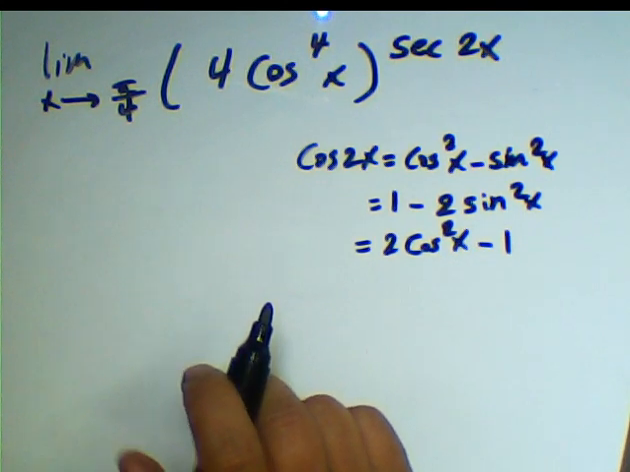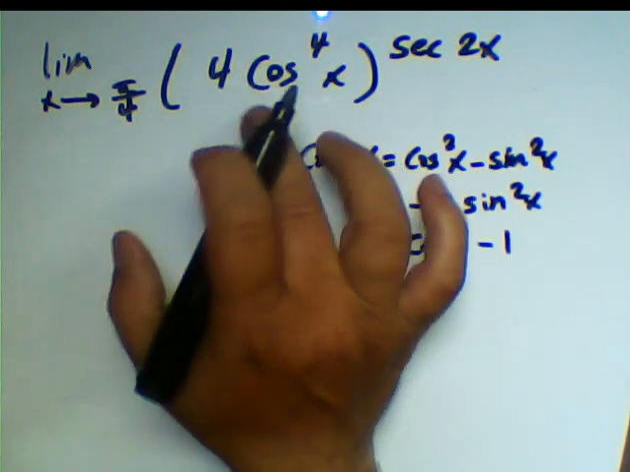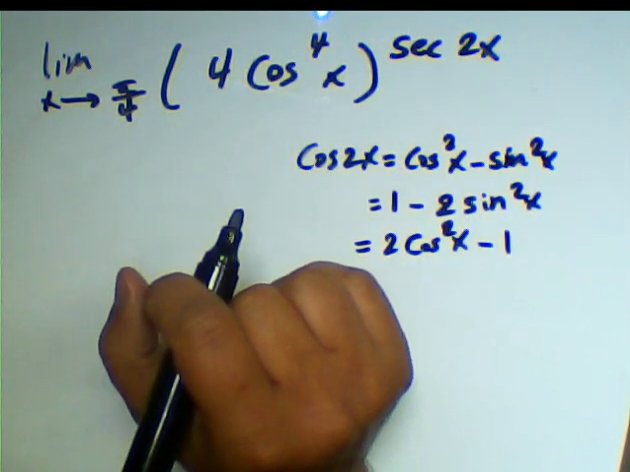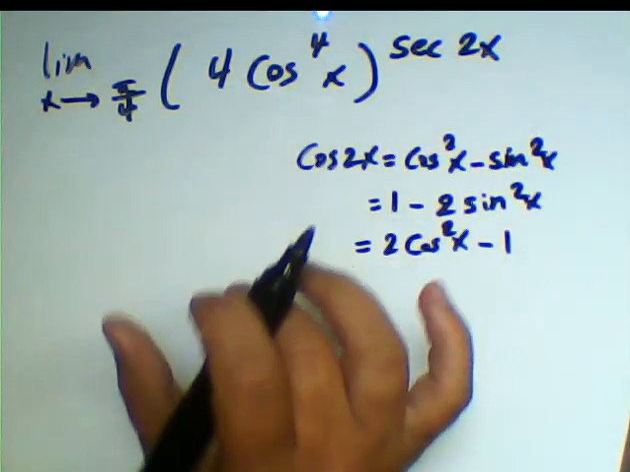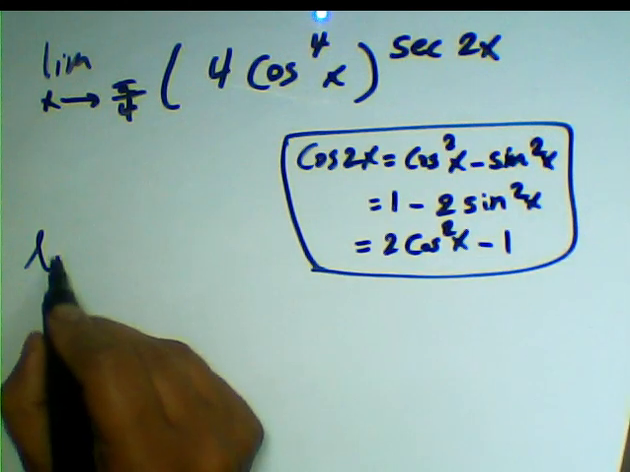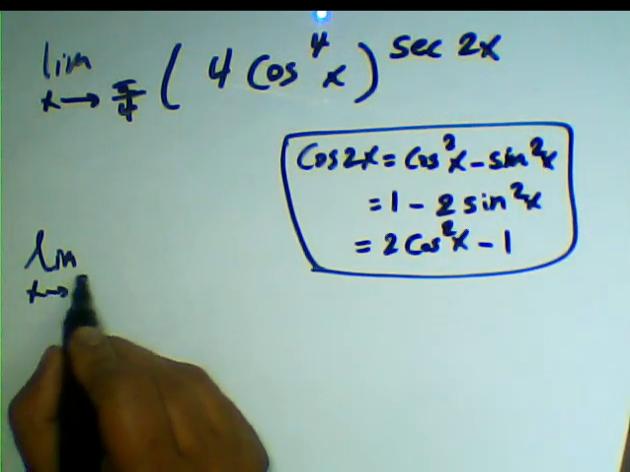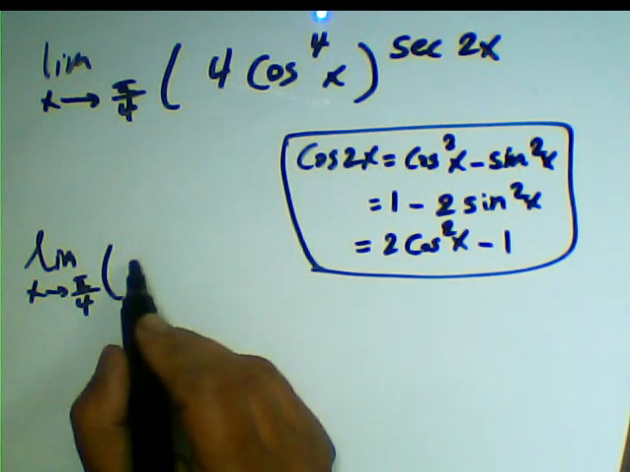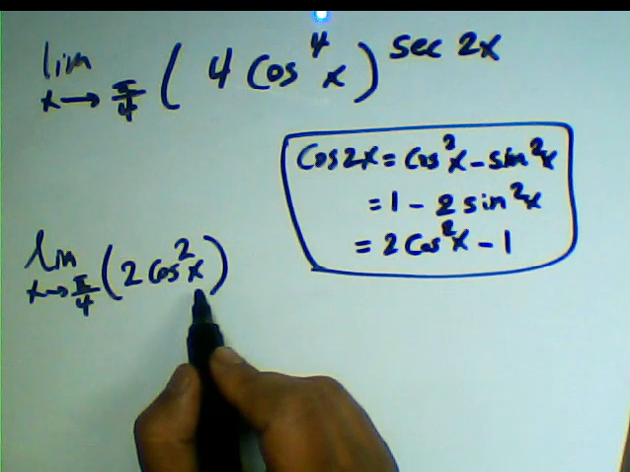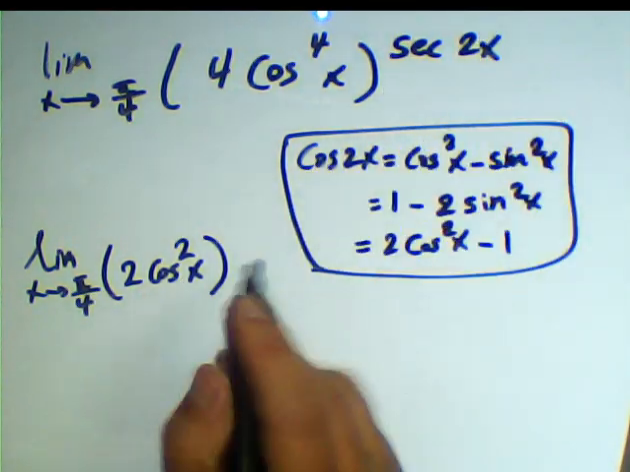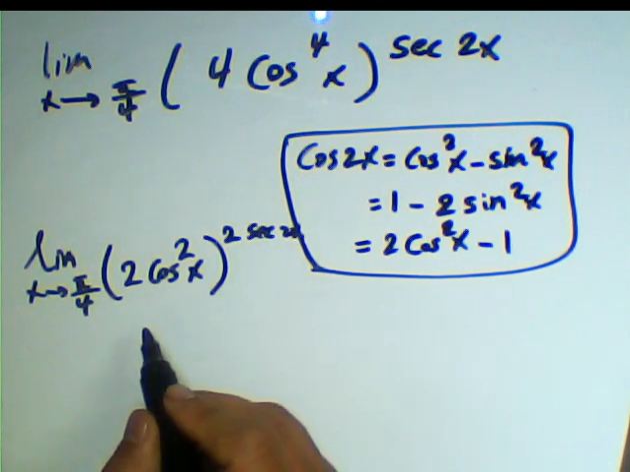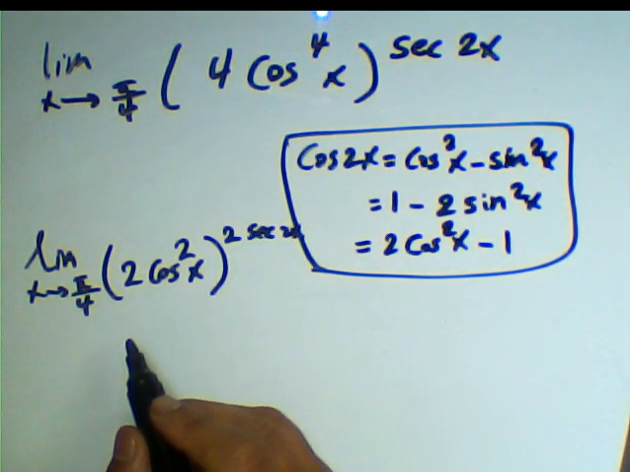Okay, this function we can write as 2 cosine squared x, all to the power 2, and multiply by the exponent. Think with me here, we have the rule. The limit when x approaches pi over 4 of this function: 2 cosine squared x, all to the power 2 sec 2x. We can find the relation between them.